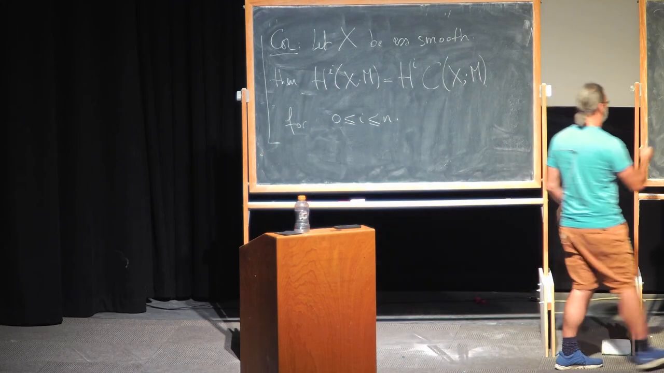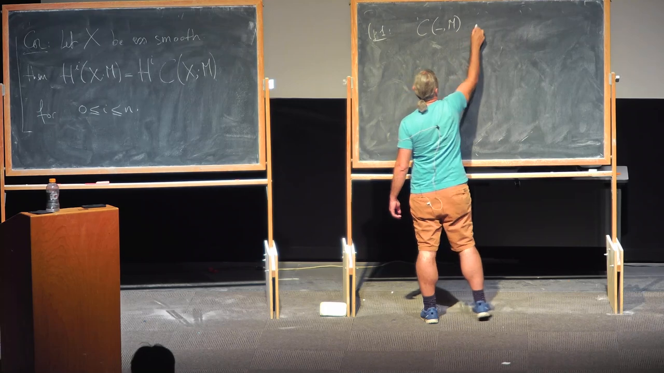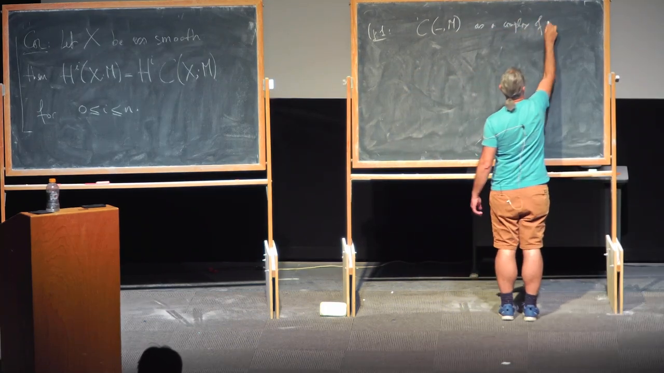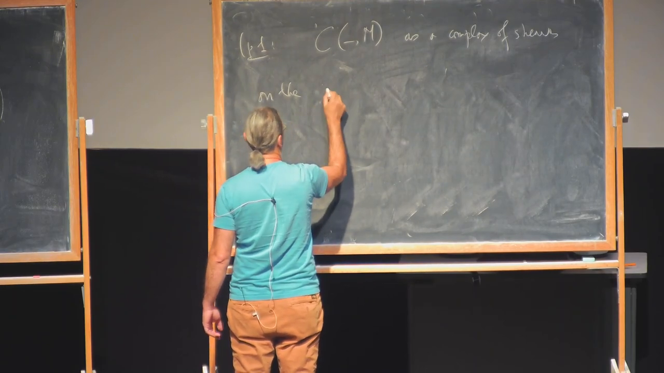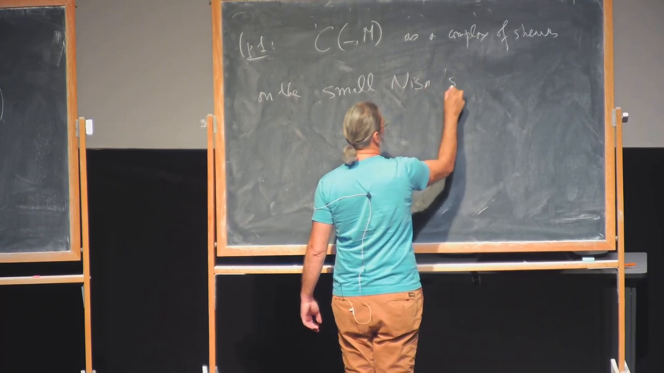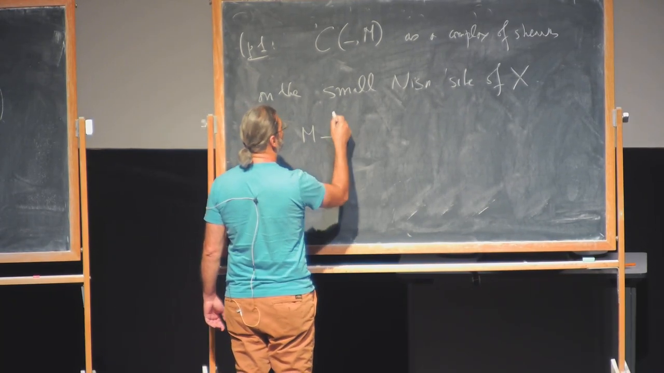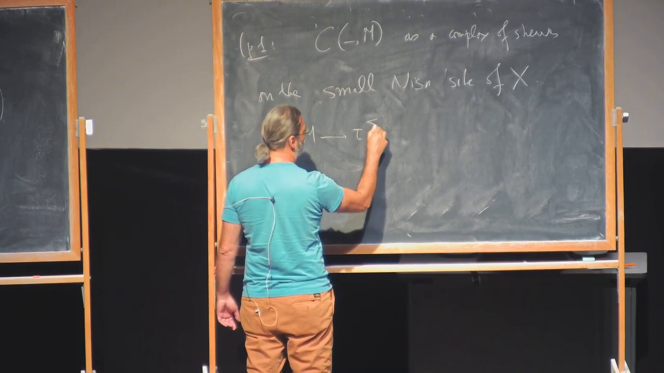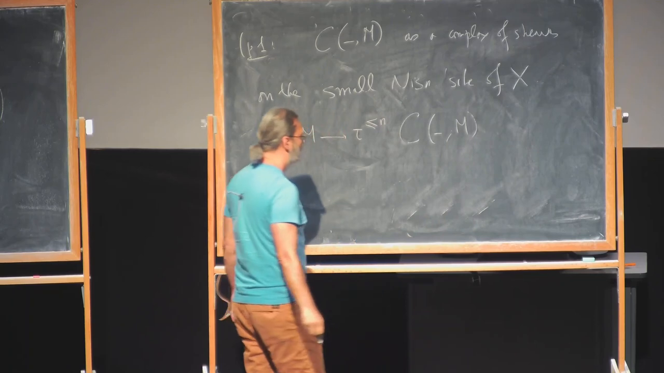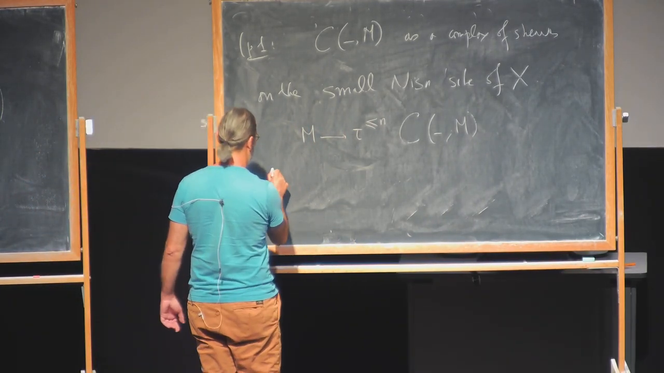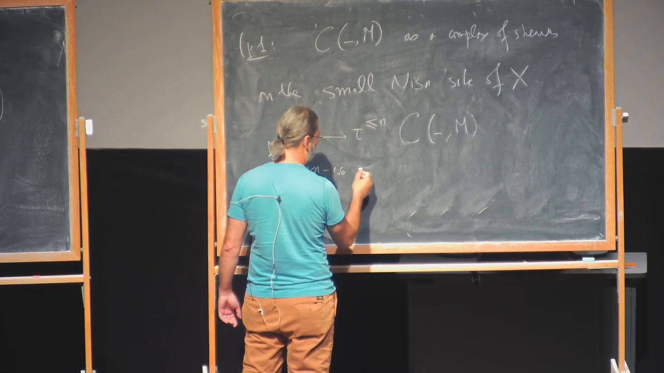So here's a sketch. Basically, you look at the Cousin complex of M as a complex of sheaves on the small Nisnevich side of X. The point is that this is a resolution, or maybe then you truncate up to n. So you look at the truncation, and you notice that this is a quasi-isomorphism, a local quasi-isomorphism, even for the Zariski topology.